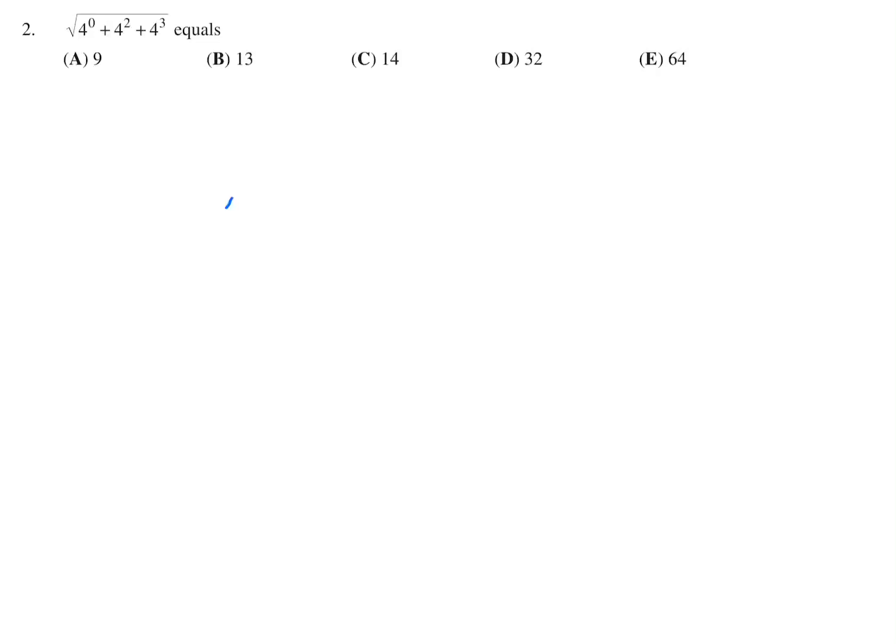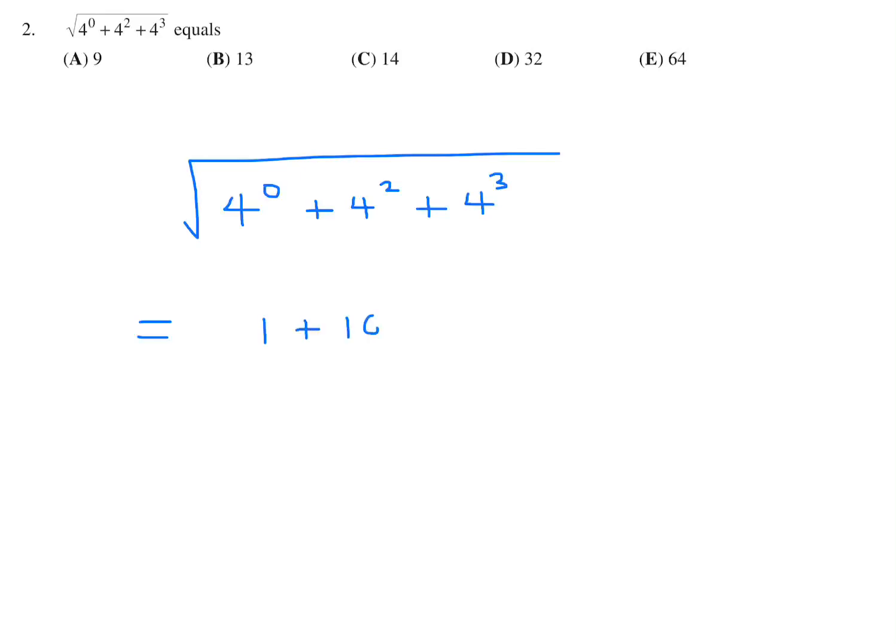This expression equals 4 to the power of 0 plus 4 to the power of 2 plus 4 to the power of 3, all under the square root sign. 4 to the power of 0 is 1, 4 to the power of 2 is 16, and 4 to the power of 3 is 64. Adding up these numbers, you get 81, and the square root of 81 is 9. So number 2, the answer is 9.